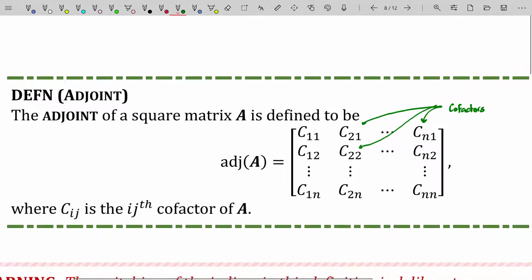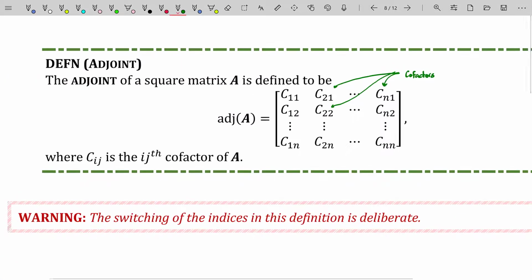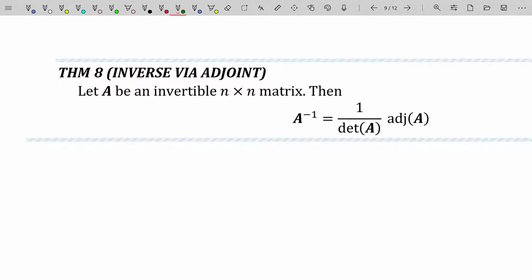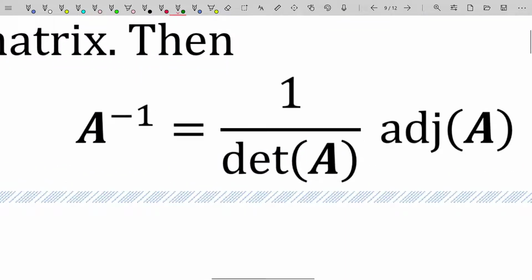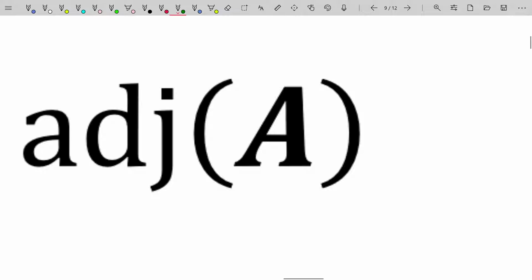Like I said down here, Cij is the ijth cofactor of A. My little warning at the bottom: the switching of the indices in this definition is totally deliberate. You need that. So that is the definition of the adjoint for the matrix A. That brings us to the inverse via the adjoint. Let A be an invertible n by n matrix, then A inverse ends up being 1 over the determinant of A, which should look somewhat familiar, times the adjoint matrix of A.